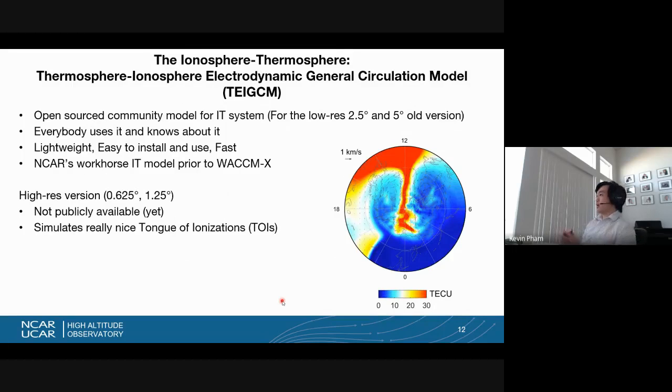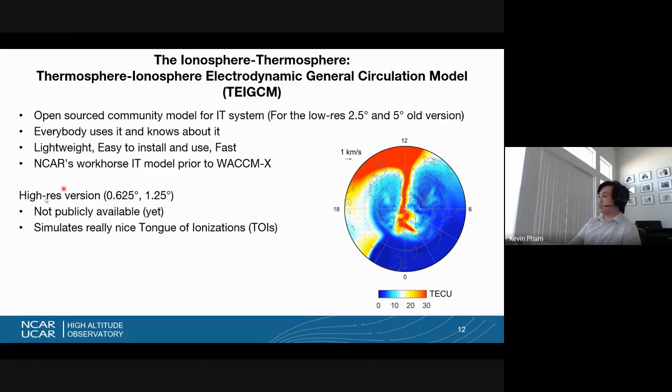So the other model is the ionosphere thermosphere model. I also have this misspelled. It should be TIEGCM as opposed to TEI here, which is the thermosphere ionosphere electrodynamic general circulation model. It's a bit of a mouthful. This is an open source community model. Everybody at NCAR knows about it. It's very lightweight. It's been the ionosphere thermosphere workhorse model for many years prior to WACCM-X.